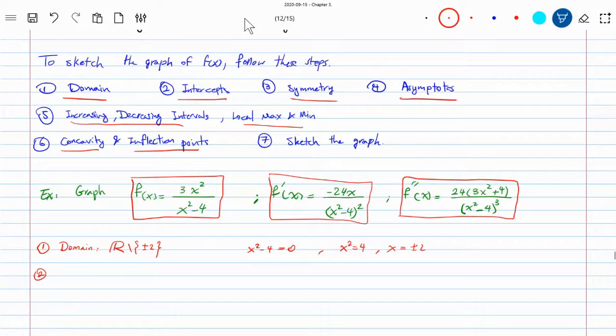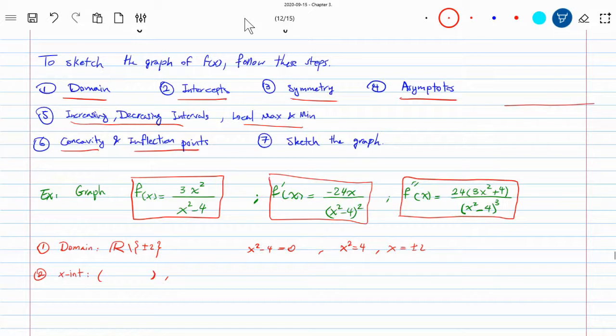Okay, step 2 would be to find the intercepts. So first, let's figure out the x-intercept. What is the x-intercept? You have to find the coordinate. Maybe there is more than one x-intercept. So how do we find the x-intercept? The function must be 0.